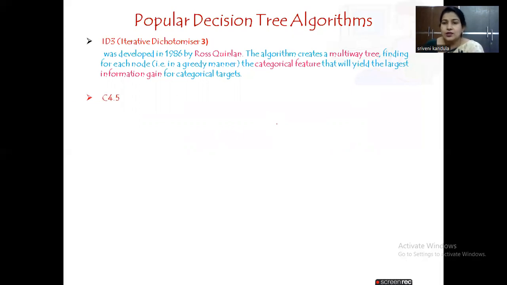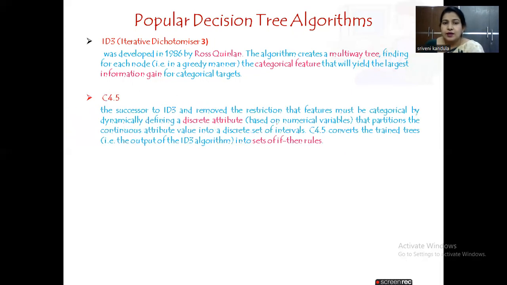The next algorithm is C4.5. This is the successor of ID3. The thing is, it not only works with the categorical data, but it also works with discrete values. If you have continuous values, they will be broken up into discrete value pairs, and it works on that. And C4.5 converts the trained tree, that is the decision tree, into a set of if-then rules as well. Not only the tree, it can also generate a set of if-then rules.